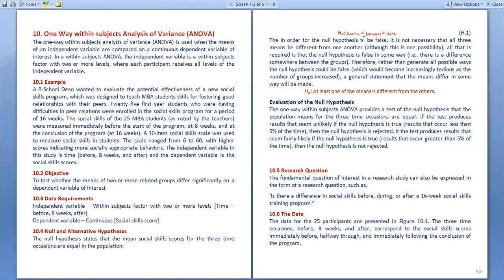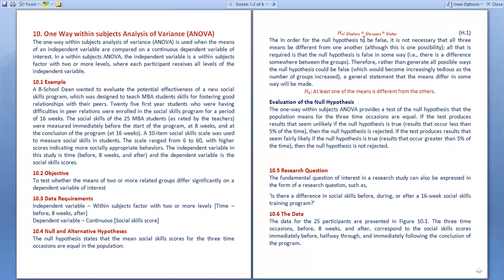alternate hypothesis. Research questions which are fundamental to answering the very hypothesis that we have created or just to analyze the question are very important. And the research question that we are having here is that is there a difference in social skills before, during, or after a 16-week social skills training program? So that becomes a research question.